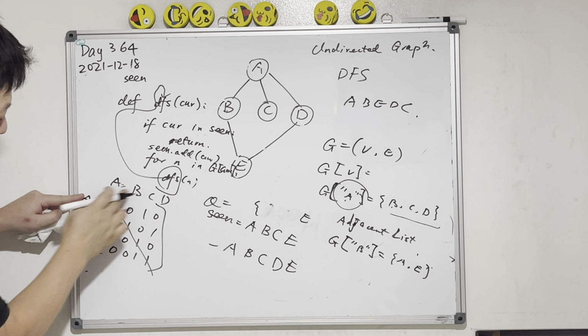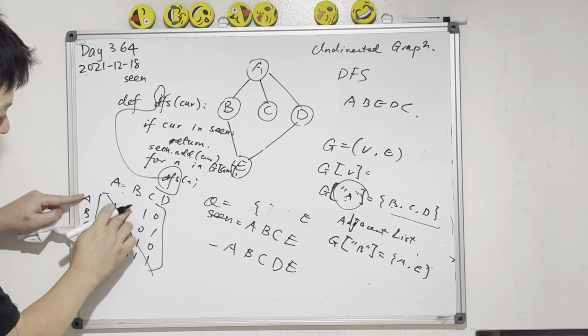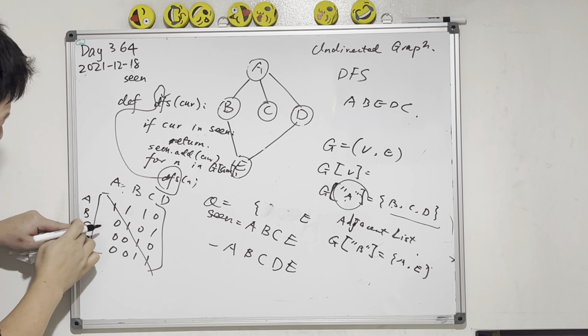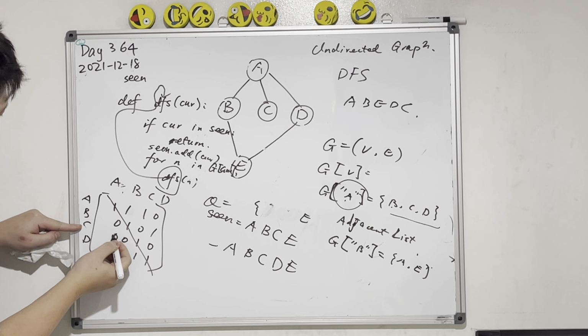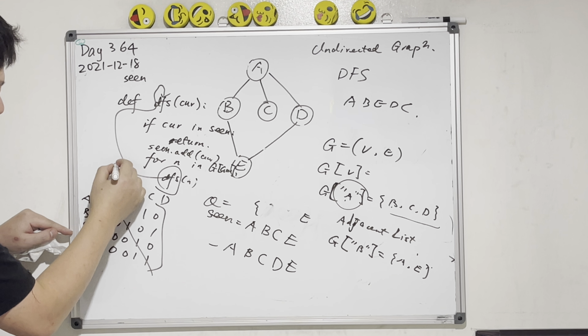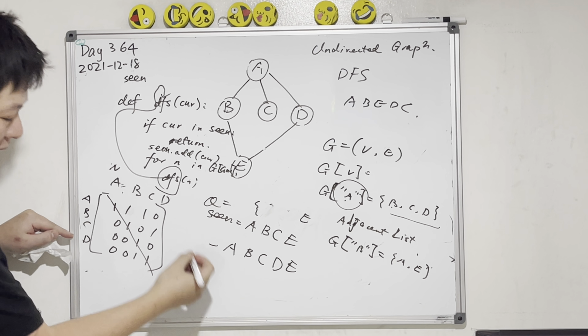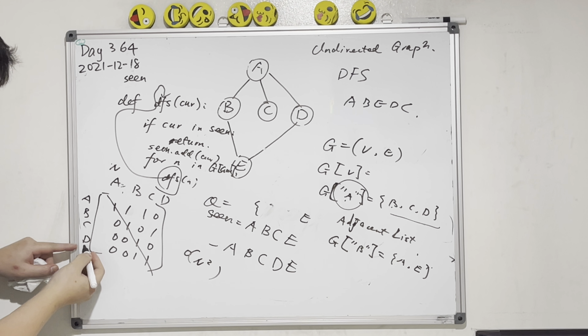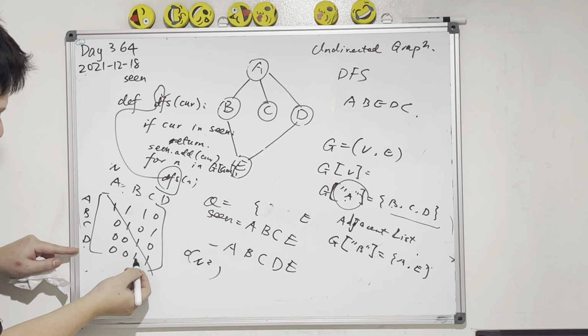If A and B are connected, you put a 1 here, right? If A and B are not connected, look, C and A are not connected, you put a 0, right? So you basically look it up, right? If there are n vertices here, the space complexity is O(n) squared, right? Yeah, look, you just look it up. For example, D to B, C is 1.